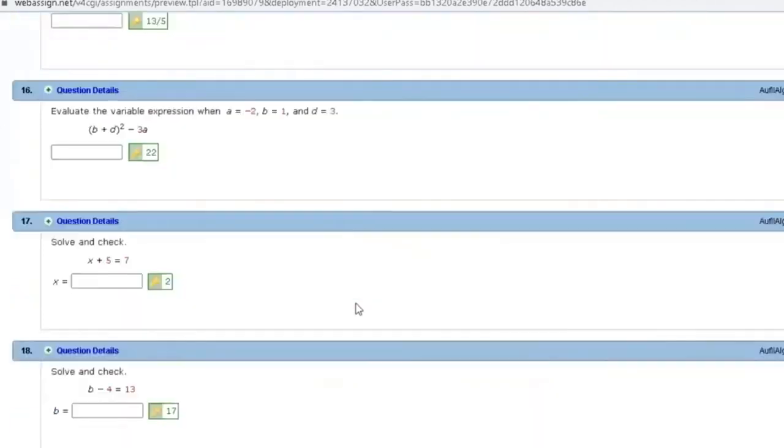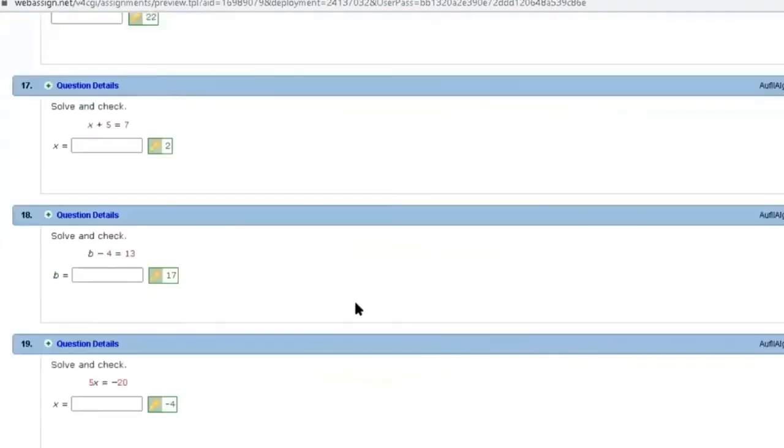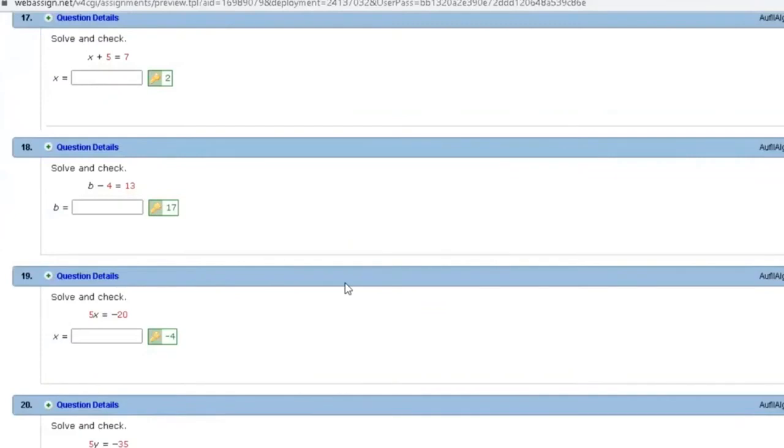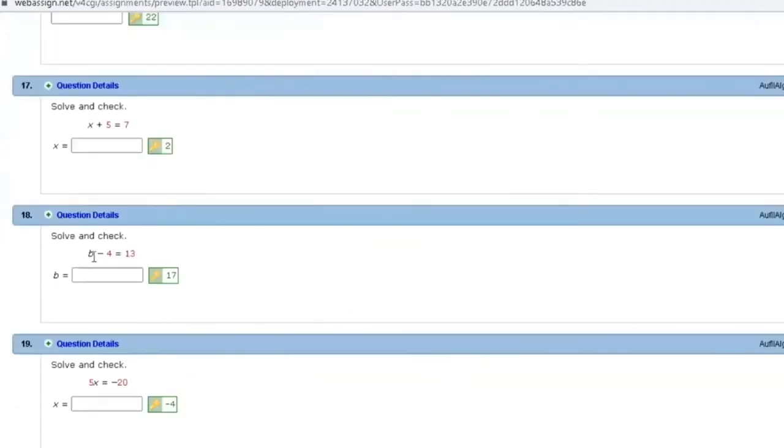So from there, we went into solving equations for a variable. Number 17, we're solving for x. Number 18, we're solving for b. Number 19, we're solving for x again. So basically in these equations, you have only one variable present, and we have to do the opposite of certain operations to move those things to the other side.